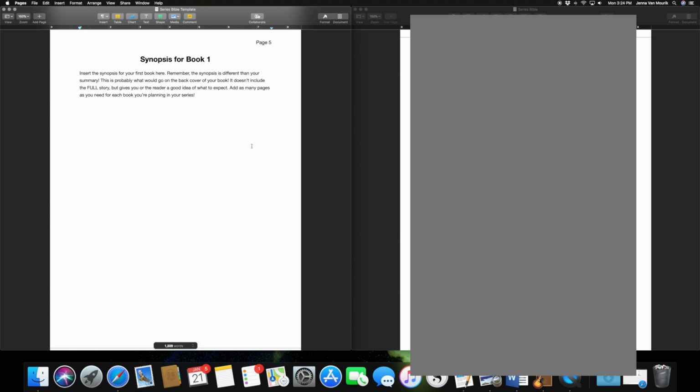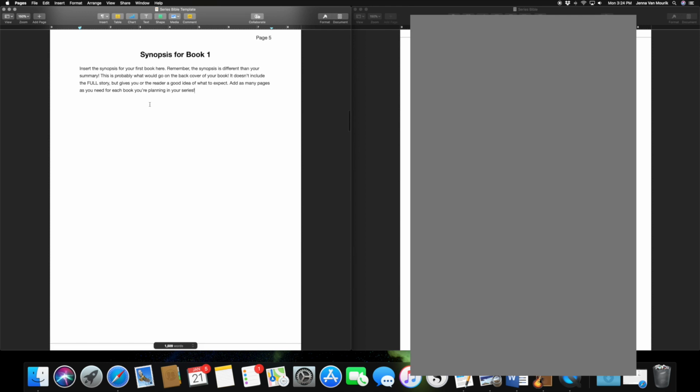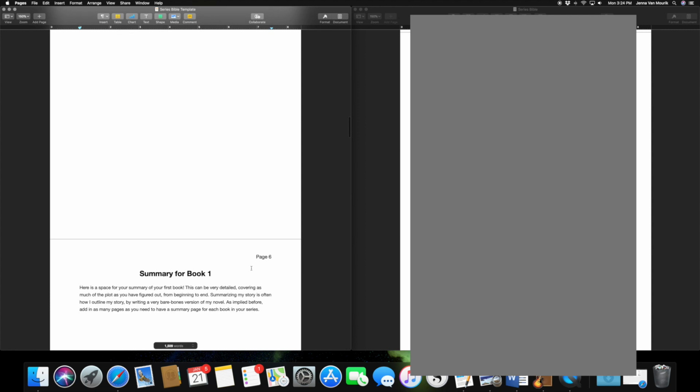But basically, just write a synopsis for each book. This is what would go on the back cover of each book, or what you would use to market each book specifically. Mine is about a page in length, and I think that's a pretty standard good length for a synopsis. Now we get into summaries.